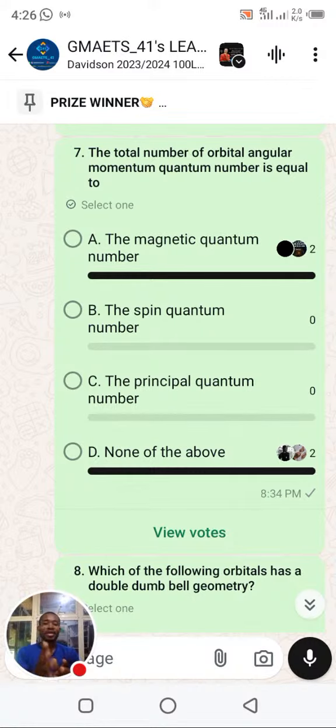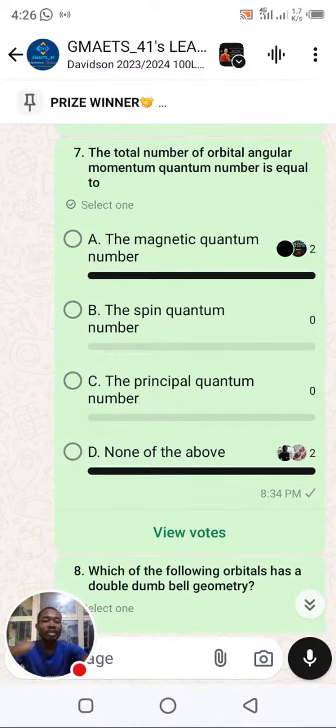I'm going to tell you that it is also called the subsidiary quantum number. The only thing is that most times students get used to the one called the azimuthal quantum number. Please take note: the azimuthal quantum number is the same as the subsidiary quantum number, and it is also the same as the orbital angular momentum quantum number. So the examiner asked, the total number of orbital angular momentum quantum number is equal to what? And so the correct answer is option C.